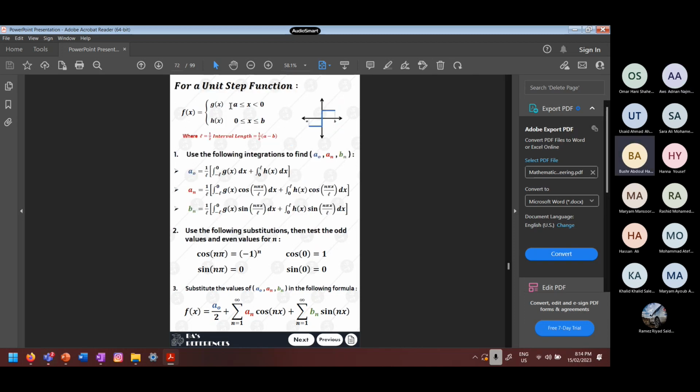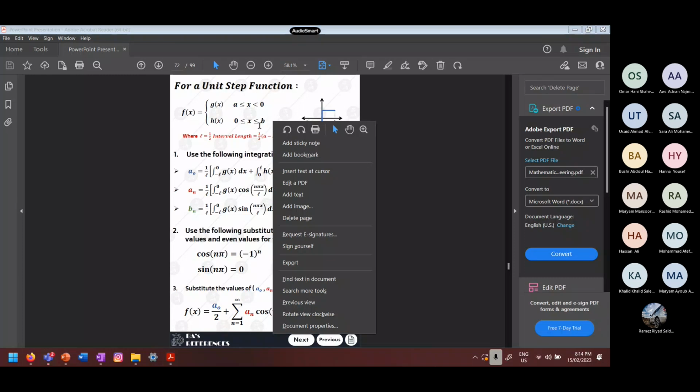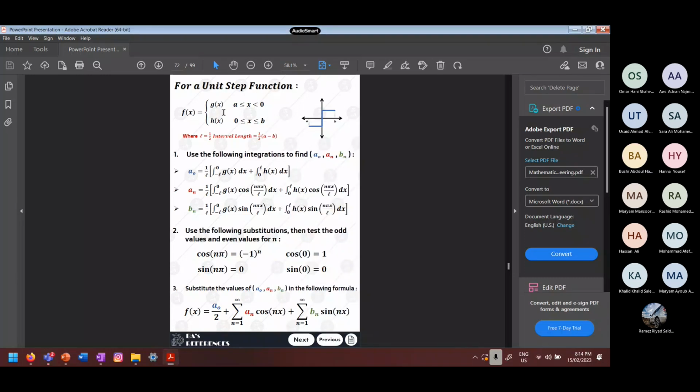Most of your questions are really similar to this form. You're given 2 functions, sometimes 3, but if there are 3 it will be easy because you will only need to use one of them. You need to divide the interval: negative L to 0 for G, and 0 to L for H. It's easier for you to use this one.